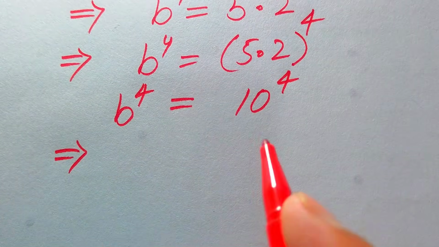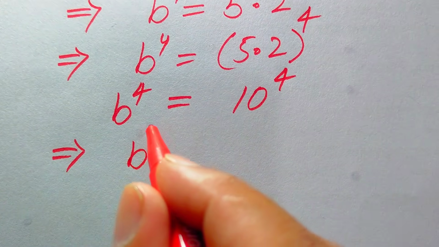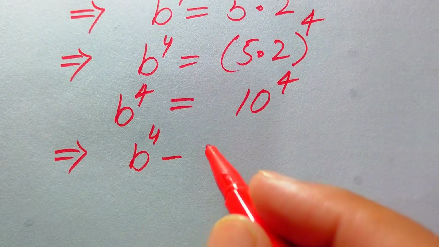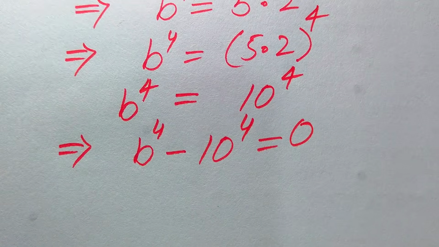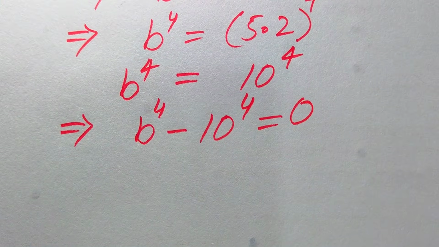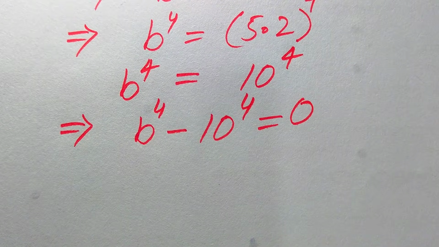So further we move the term 10 to the power of 4 to the left hand side, and we get b to the power of 4 minus 10 to the power of 4, and this whole equation equals 0. So you see that this is a fourth order equation. It means that this equation has 4 or fewer roots. We need to find all 4 roots of this equation.